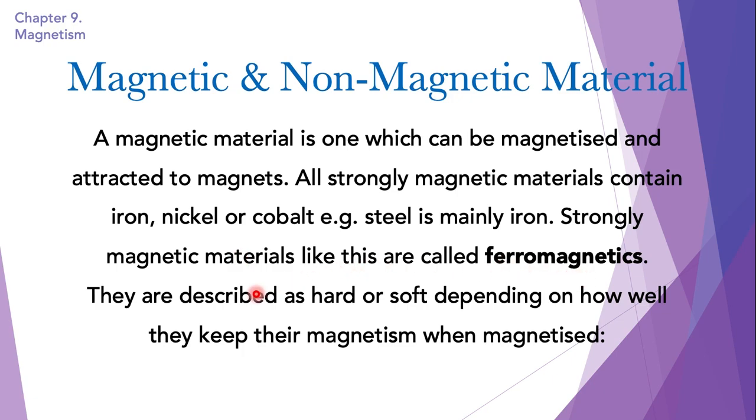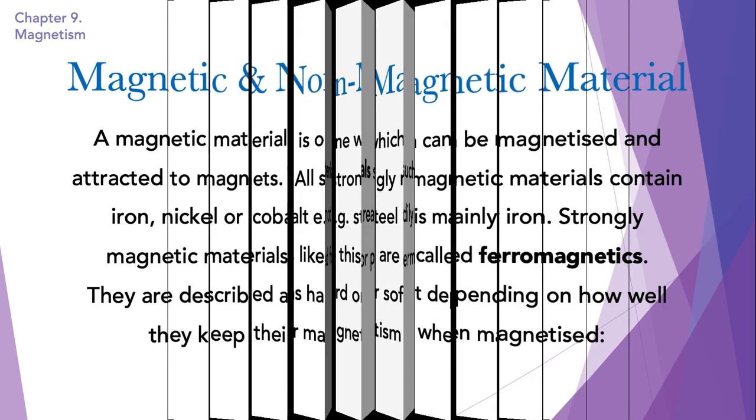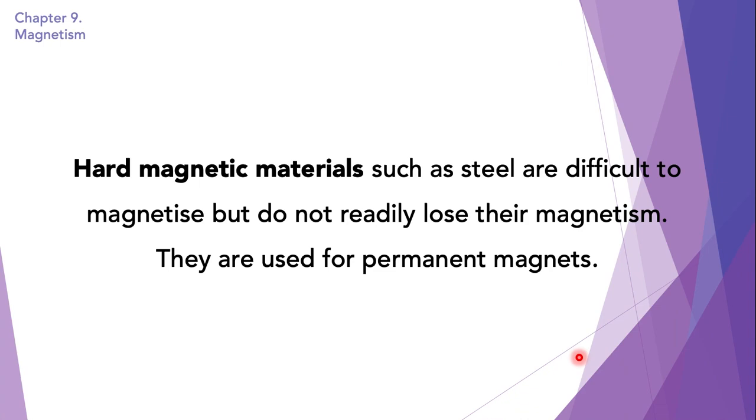Ferromagnetics are described as hard or soft, depending on how well they keep their magnetism when magnetized. First we're going to look at the hard magnetic materials. Hard magnetic materials such as steel are difficult to magnetize but do not readily lose their magnetism. So they are used for permanent magnets.